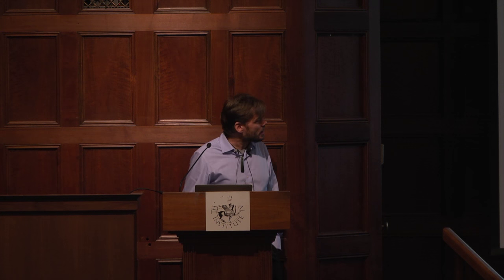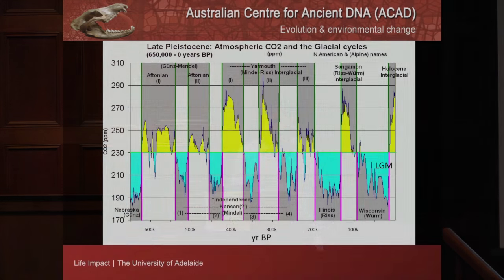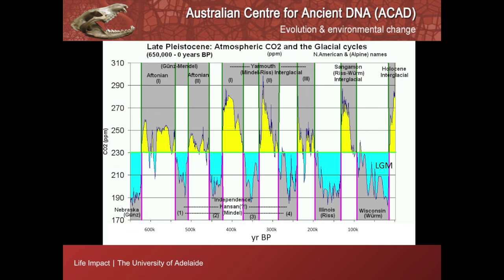Furthermore, the other key point is that these cycles repeat. I'm just zooming in here on the last 600,000 years. There's about 27 glacial cycles, roughly speaking. What I'm plotting here is carbon dioxide, just because it's an important indicator. This is just tracking warm in yellow and cold in blue over the last 600,000 years, showing you the glacials and interglacials. The glacials, obviously, are the cold bits. The interglacials are the warm bits.